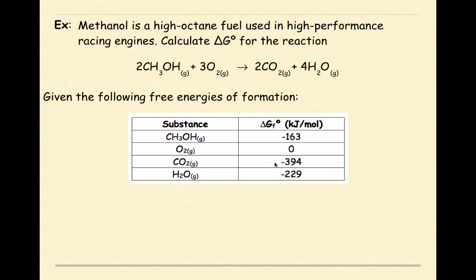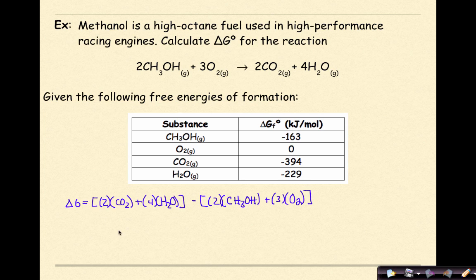So the way that we're going to set this up is, again, we're going to do products minus reactants. So the first thing that I'm going to do is take the time to write out my formulas. So 2 moles of CO2, 4 moles of water, minus 2 moles of methanol, plus 3 moles of oxygen. Now I will take the data that is given to me and plug them in for my formulas. Writing out the formulas ahead of time is key to avoid making mistakes.